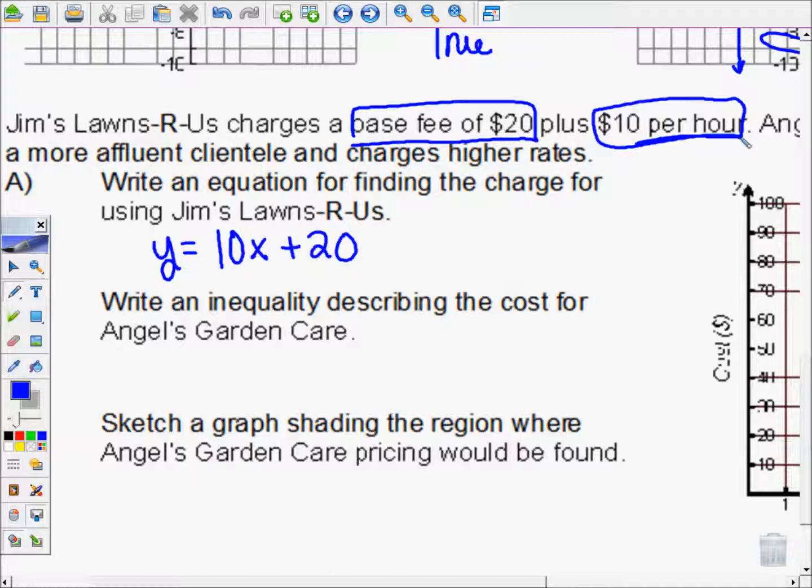Next it says write an inequality describing the cost for Angel's Garden Care. Well, we know Angel charges more than Jim, right? So if Angel charges more than Jim, her cost is going to be what? Y is greater than 10x plus 20.